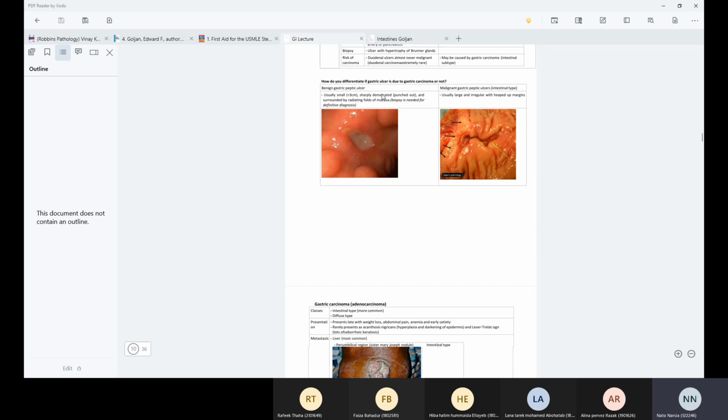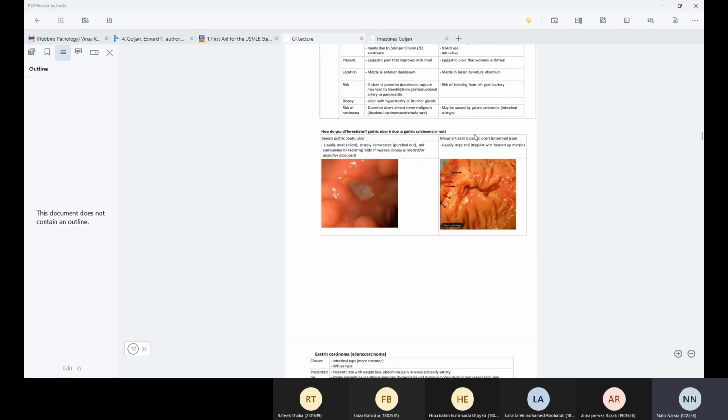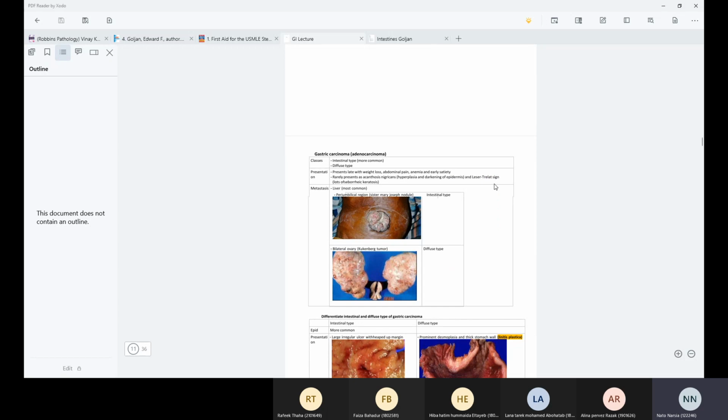Sharply demarcated, punched out, and surrounded by radiating folds of mucosa. And that is nothing important. And this is usually large, and it has heaped-up margins. You see, heaped-up margin. That is important information. It is frequently asked on board exam, and how important clinical information you can guess. Gastric ulcer can be caused because of gastric carcinoma. For that reason, you need to make differential diagnosis.